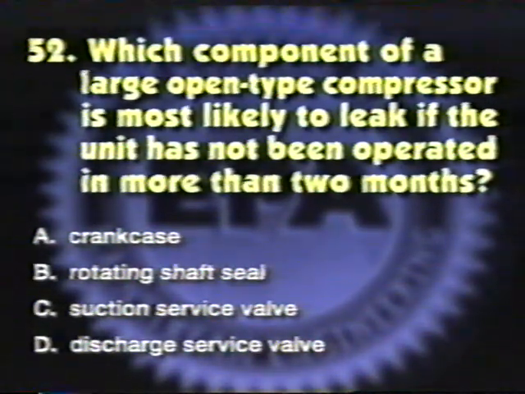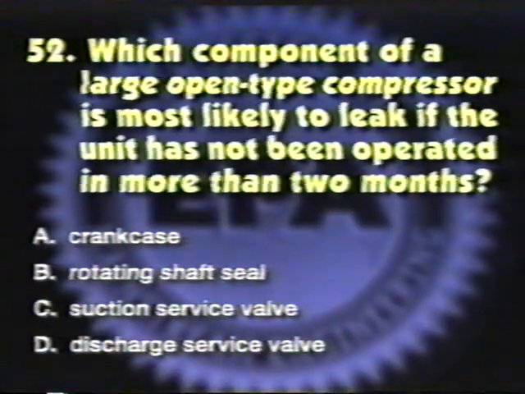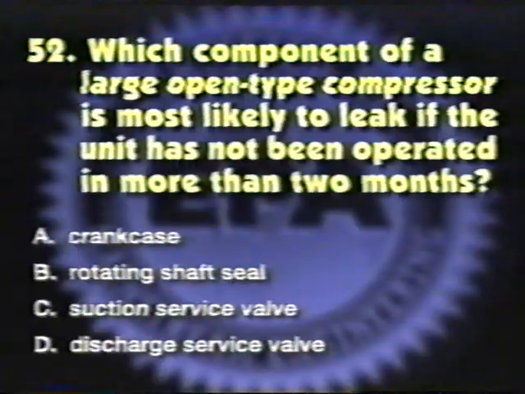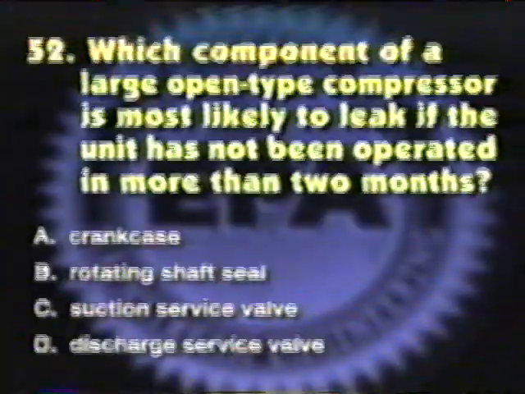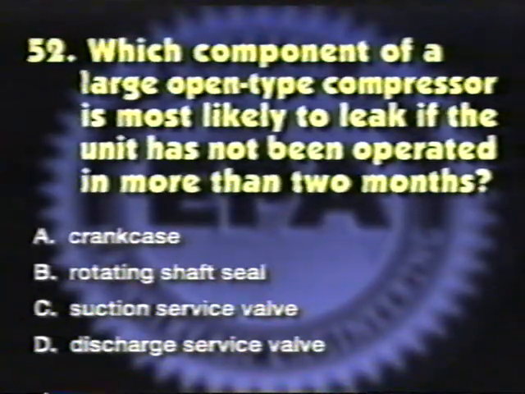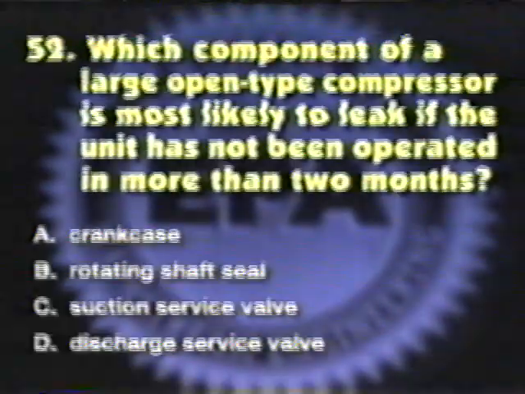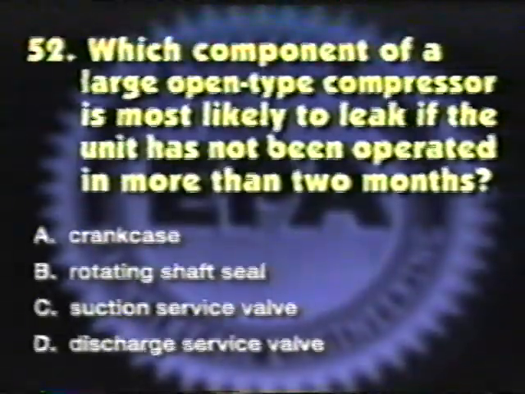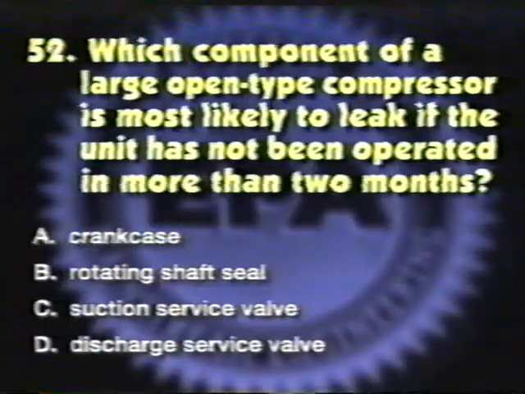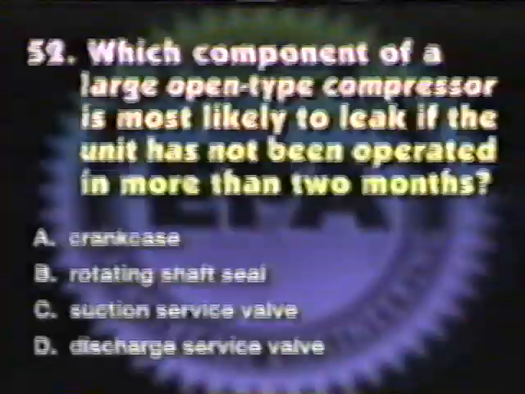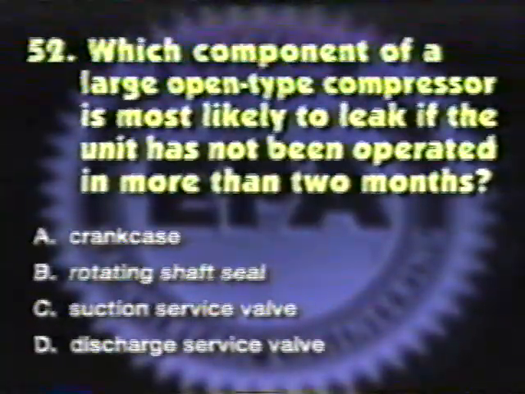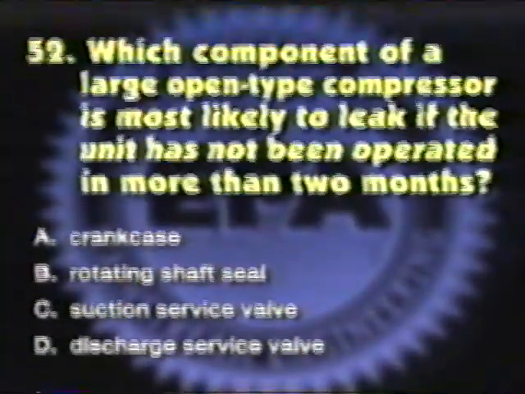Which component of a large open-type compressor is most likely to leak if the unit has not been operated in more than 2 months? A. Crankcase. B. Rotating shaft seal. C. Suction service valve. D. Discharge service valve.